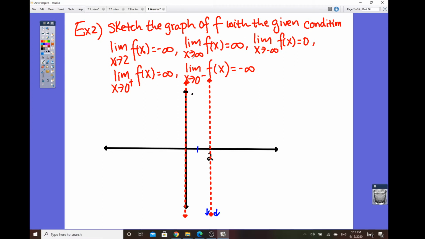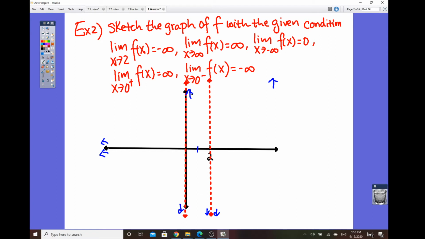And then x goes to infinity, y goes to infinity, so it's right up here. X goes to negative infinity, y goes to 0, so it could be either right above the x-axis or down below the x-axis. And then x goes to 0 from the right, the limit is infinity, so right up here. And then x goes to 0 from the left, it's negative infinity, so it's all the way down here.